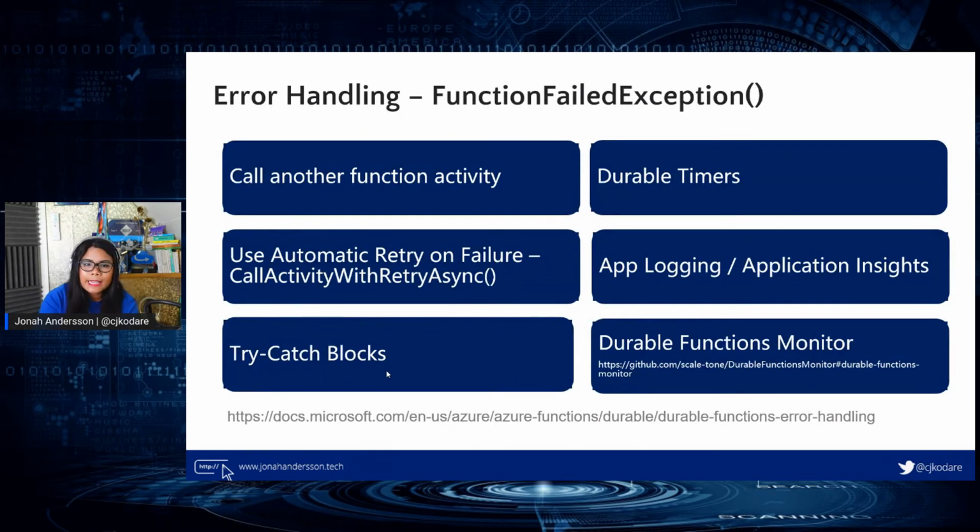And in terms of error handling, there are so many ways to handle it. Of course, aside from the typical try-catch block, in order to prevent a function failed exception or whatever error, you can do error handling or logging by making use of, for example, the automatic retry on failure, call activity with retry async, where you pass in the parameters it requires. There's also durable timers, and then there's also App Insights, which is part of Azure Monitor. Durable Functions Monitor is also available, that you can check in more detail on that GitHub link. And you can read more about durable functions, error handling, and best practices on the link I provided below.